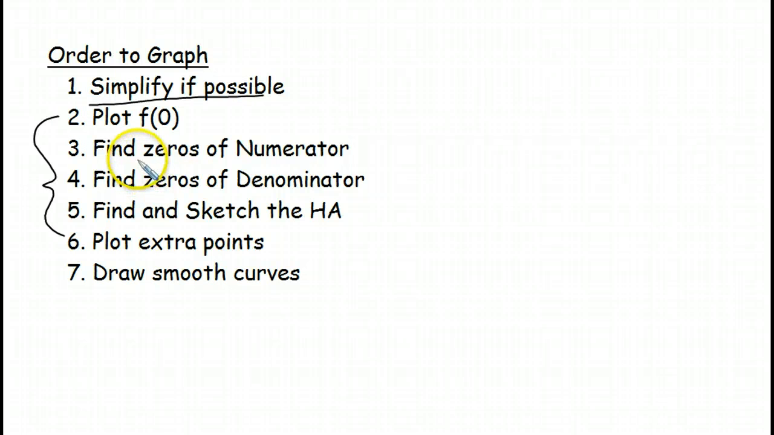That could be factoring things out, seeing if things cancel out by factoring them. Different things will happen in the simplifying process. Then you're going to plot f of 0. Don't forget, this is just your y-intercept. Find the zeros of the numerator, which is the top, and that will be our x-intercepts. Find the zeros of the denominator. Don't forget that that is just your vertical asymptotes. Find and sketch the horizontal asymptotes.